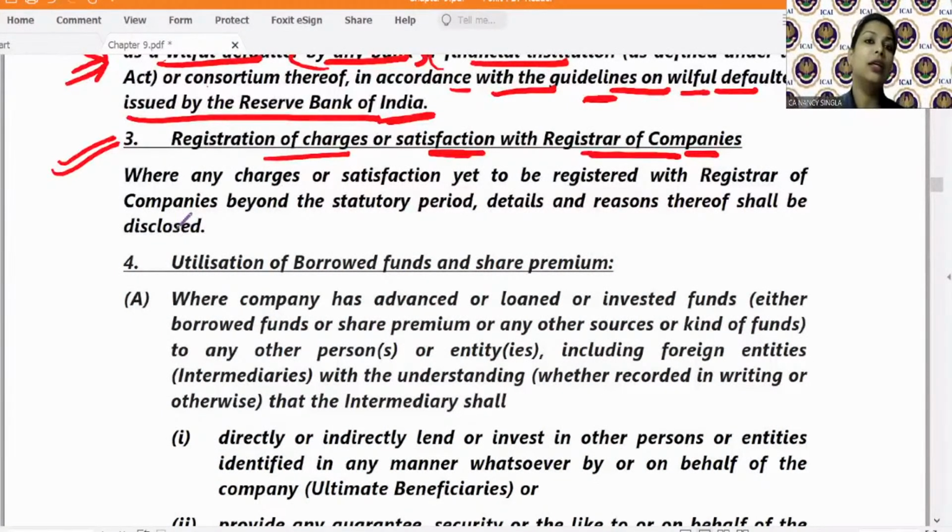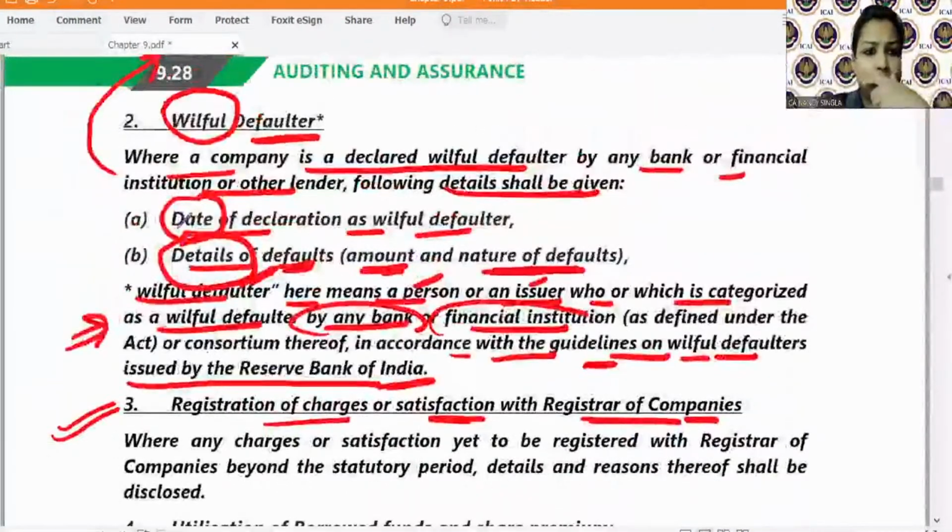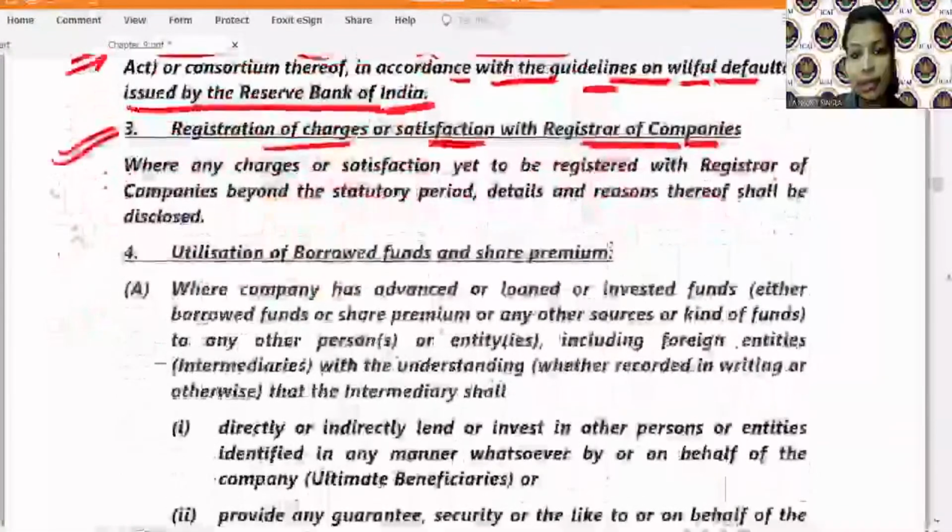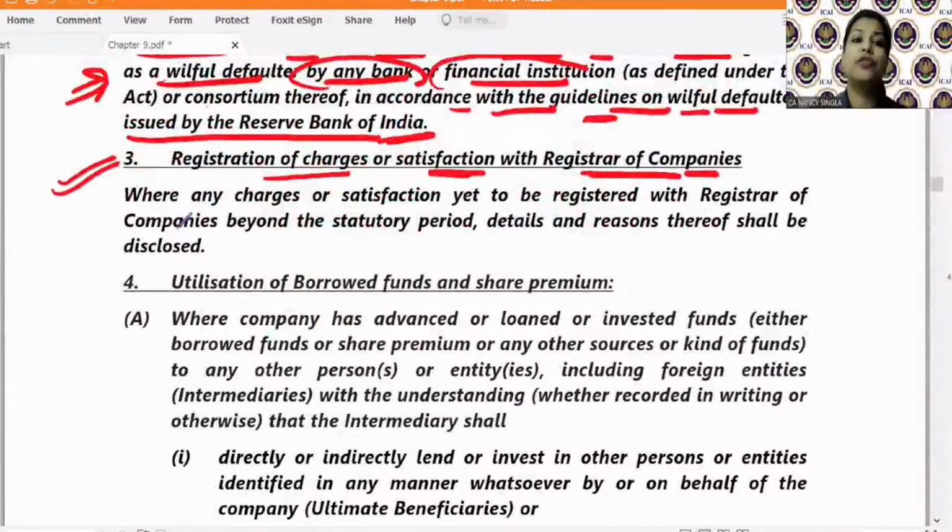Now my next question to you, quickly tell me what is meant by registration of charges. What are charges? Quickly, I need answers. I'll wait for 10 seconds, then I'll proceed. Students, I need an answer. So Yatiraj, where is this word mentioned? Please specify, then I'll be able to answer your query. So registration of charges or satisfaction with registrar of companies.